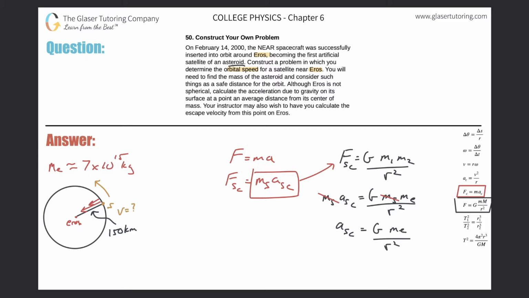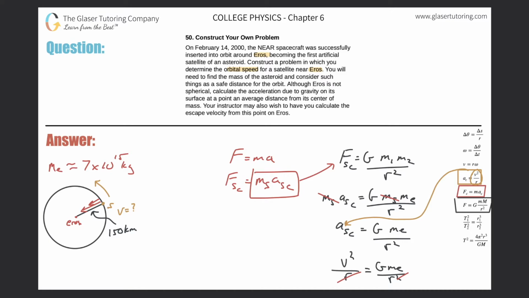They want us to know the orbital speed, not the centripetal acceleration, so what is the relationship between centripetal acceleration and linear speed? There is one. I know that the centripetal acceleration is equal to the linear speed squared divided by the radius. So we can plug that in for the centripetal acceleration. That gives us v squared over r equals G times the mass of Eros all over r squared. Notice what happens to the r's now in terms of the math.